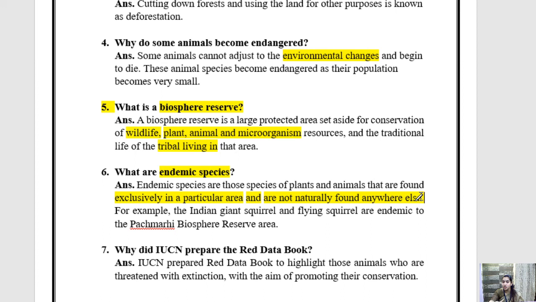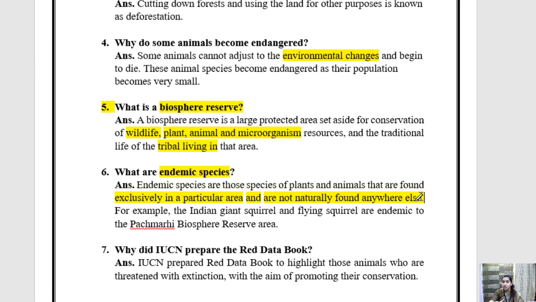Red data book में हम क्या मेंशन करते हैं? इस बुक में हम एंडेंजर्ड स्पीशीज का लिस्ट मेंशन करते हैं कि कितने एंडेंजर्ड स्पीशीज हैं पर्टिकुलर इंटरवल ऑफ टाइम के बाद. तो इसको हम मेंशन करते हैं रेड डेटा बुक में. ठीक, और रेड डेटा बुक में हम इसको क्यों मेंशन करते हैं? अगर हमें ये नहीं पता होगा कि कितने एंडेंजर्ड स्पीशीज हैं, कितने वल्नरेबल स्पीशीज हैं और कितने क्रिटिकली एंडेंजर्ड हैं, तो हम उनको कंजर्व नहीं कर पाएंगे. That is why this red data book is being maintained and prepared.